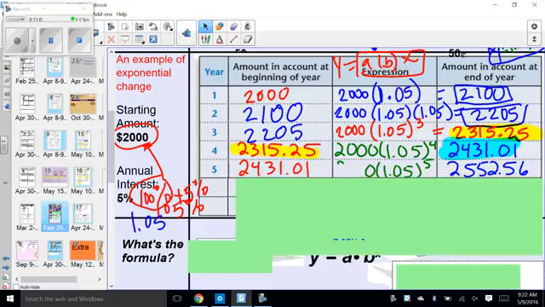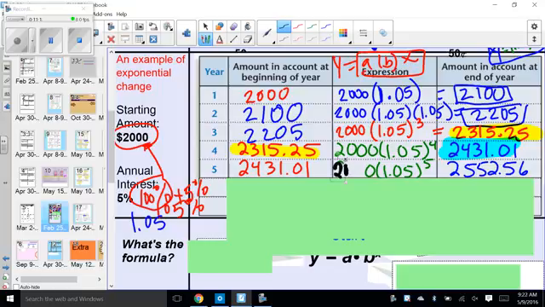As we go into year 5 then, your beginning amount is $2,431.01. And we are going to increase for 5 years now. So we have that beginning amount of $2,000. Our growth is 5%. We're going to do that for 5 years.